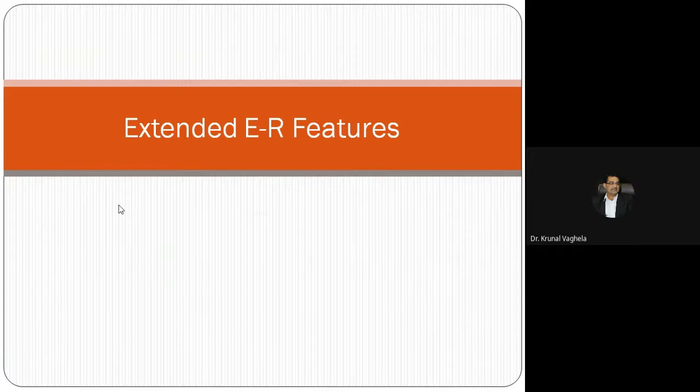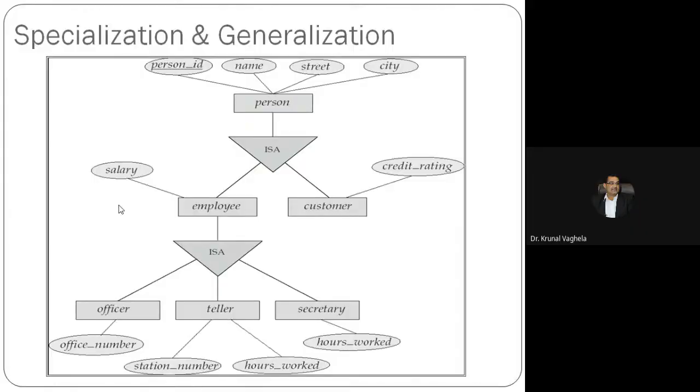Extended ER features. There are some advanced ER features we will learn, which are specialization and generalization. Let's see. Consider there is a company where some persons are working. So person is the entity with the attributes person ID, name, street, and city.